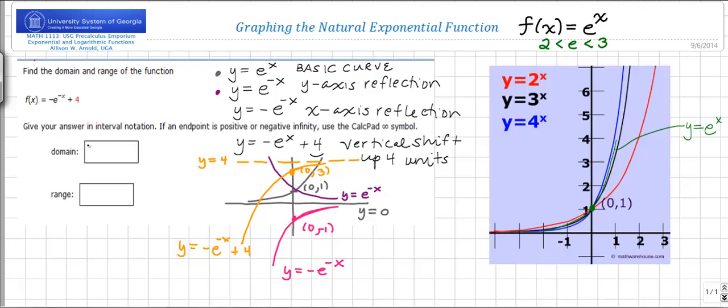Noticing that the domain of a basic exponential curve is all real numbers, the range is based upon the graphing techniques we've applied, and therefore would be minus infinity to 4, 4 not included. Get really close to that asymptote without actually crossing it.